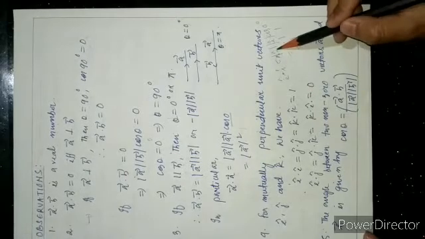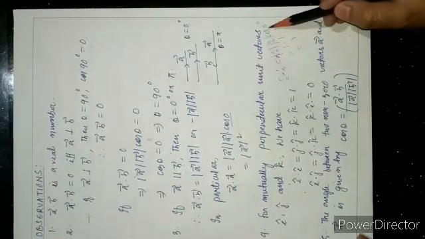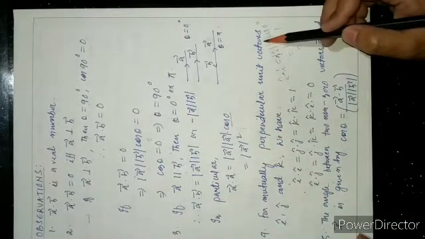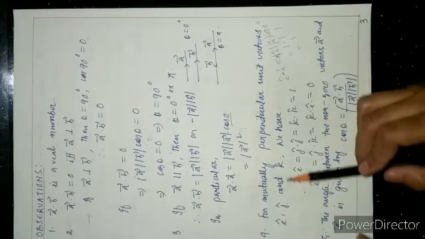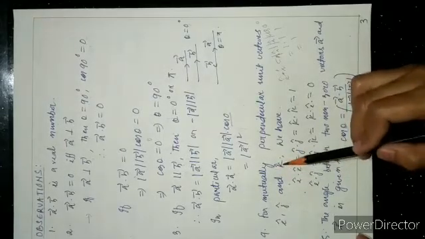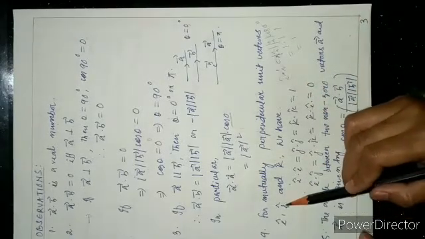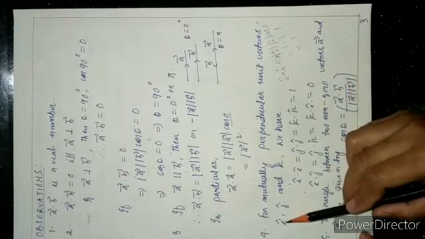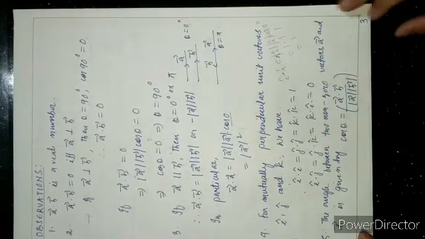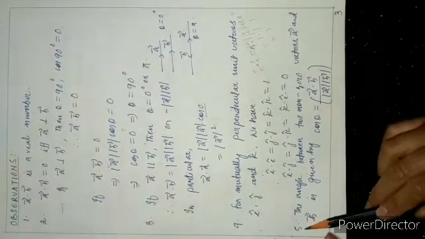For i dot i, we use the magnitude of i and cos 0, and similarly for j dot j. Since i, j, k are mutually perpendicular unit vectors, the angle between any two of the vectors is 90 degrees. Since i vector is perpendicular to j vector, j vector is perpendicular to k vector, and k vector is perpendicular to i vector, therefore i dot j, j dot k, and k dot i will be equal to 0, since they are mutually perpendicular unit vectors.